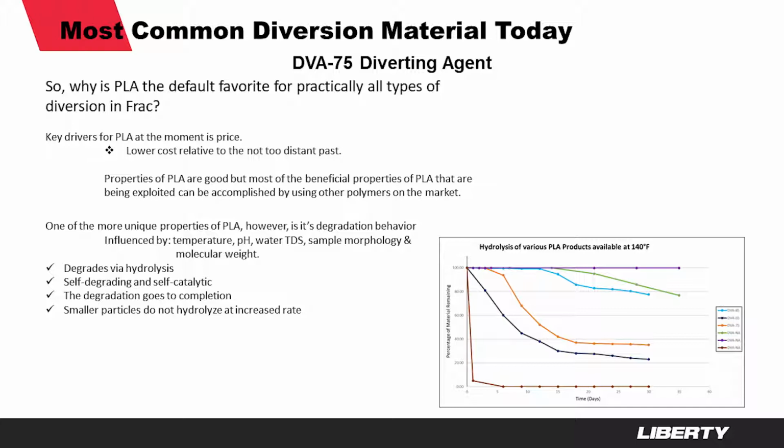One of the more unique properties of PLA, however, is its degradation behavior, which is influenced by temperature, pH, water, TDS, sample morphology, and molecular weight. The particle degrades via hydrolysis, where water is used to break down the long-chain polymers into smaller components. It is self-degrading and self-catalytic, meaning that the rate of degradation actually accelerates with time. The degradation goes to completion to leave lactic acid and is non-damaging. Smaller particles do not hydrolyze at increased rates. As you can see on the chart to the right, we can achieve many different rates of degradation using essentially the same material.